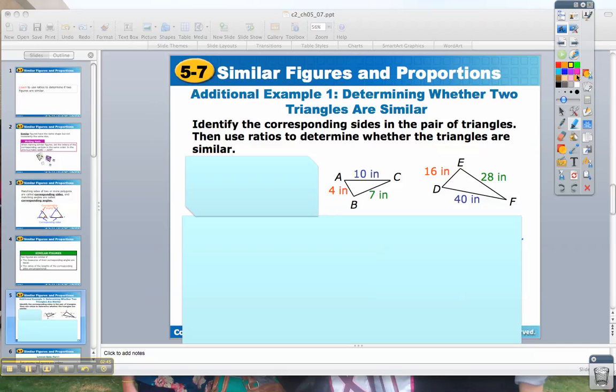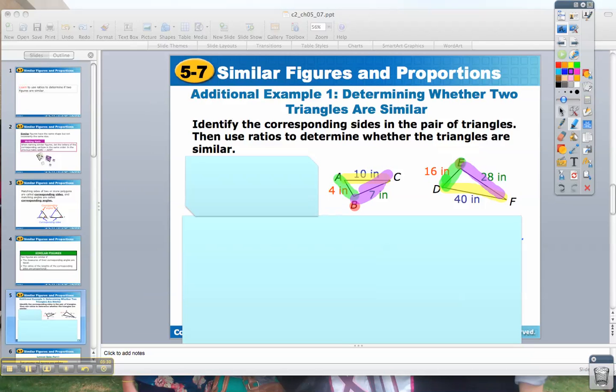But AC right here actually corresponds with the side DF. We know that because the point B is across from here, and E is across from here. You can tell that those points match. So we know the angles B and E were corresponding because you can tell by the way that they're across from that side. That's how we knew AC corresponds with DF. That means that DE corresponds with AB and BC corresponds with EF.